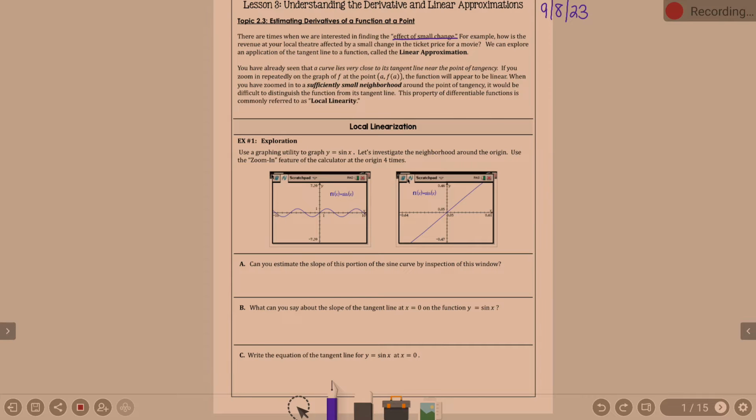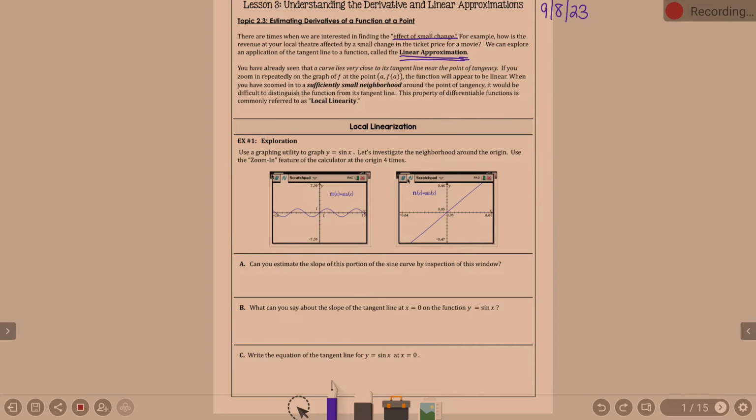The example here, for example, how's the revenue at your local theater affected by a small change in the ticket price for a movie? We can explore an application of the tangent line to a function called the linear approximation. So we're going to work with linear approximation. In all honesty, I don't feel like it's a whole lot different from other stuff you've done.